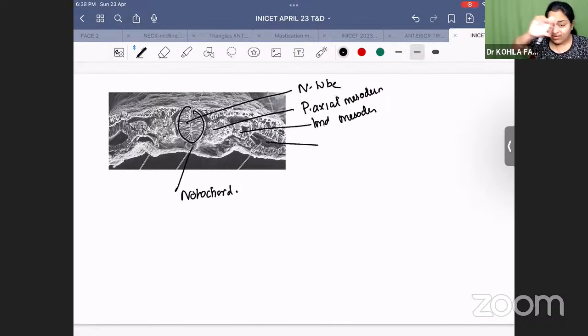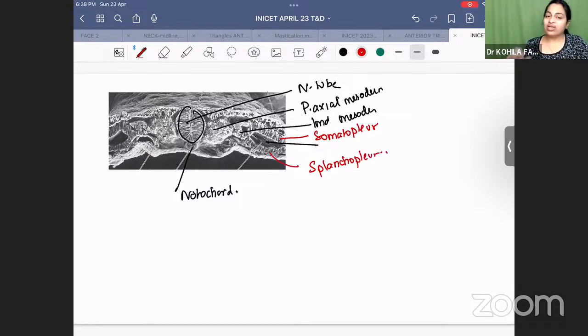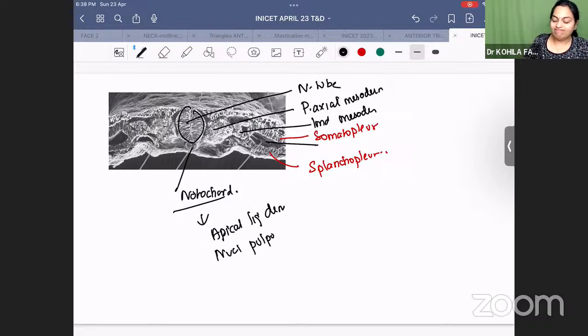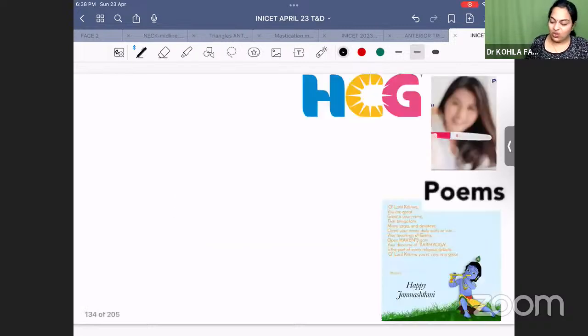This is your intraembryonic coelom, which is going to form the pleural cavity, peritoneal cavity, and pericardial cavity. Outer to that will be the somatopleuric layer of the lateral plate mesoderm. This will be the splanchnopleuric layer of the lateral plate mesoderm. In the image, everything is important. They can ask you derivatives of anything. For example, notochordal derivatives are the apical ligament of the dens and the nucleus pulposus.